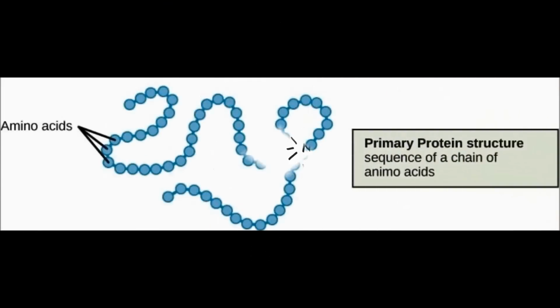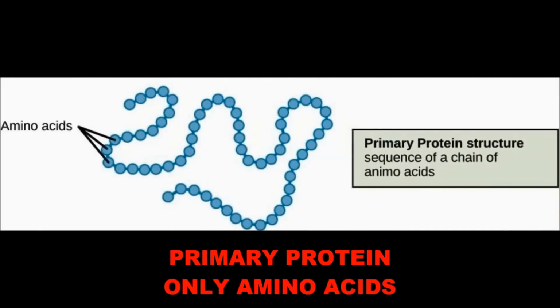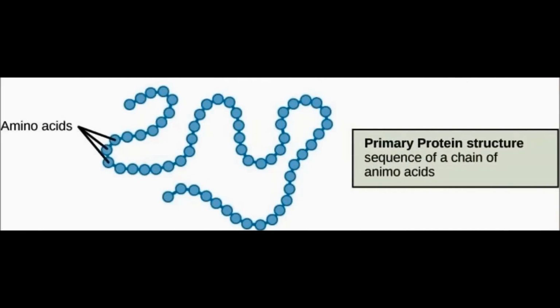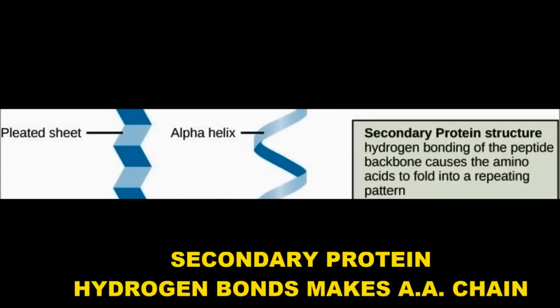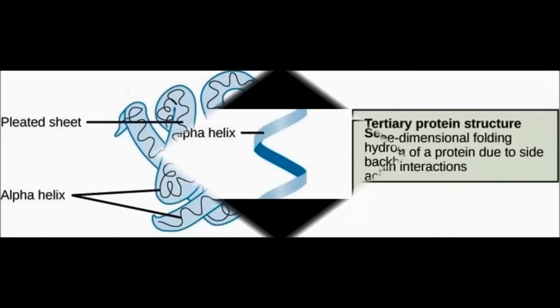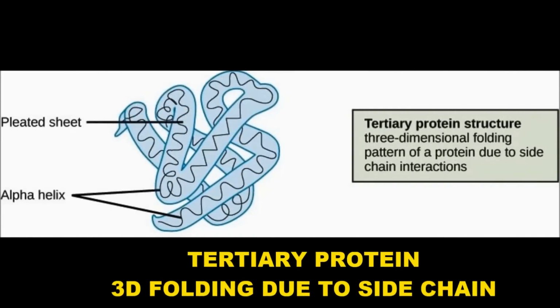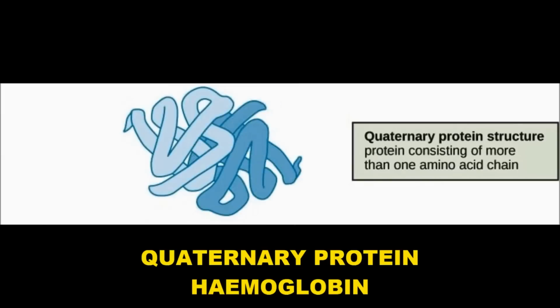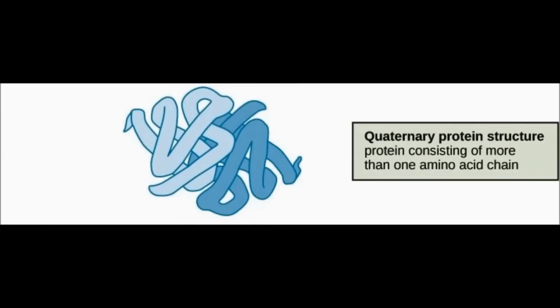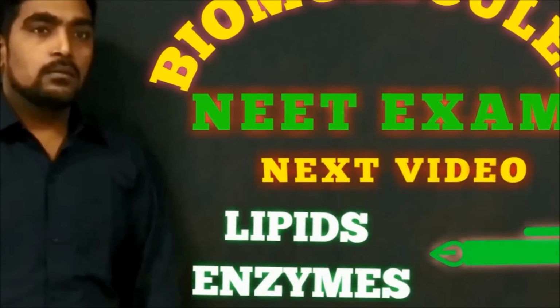When we talk about primary structure of protein, we need to understand they are sequences of chains of amino acids. Secondary protein structure has hydrogen bonds on the peptide backbone. And tertiary proteins are a 3-dimensional folding pattern of a protein due to side chain interaction. Quaternary protein is hemoglobin, which is made up of more than one chain, so 2 alpha and 2 beta.